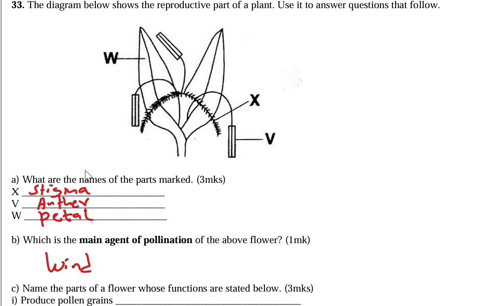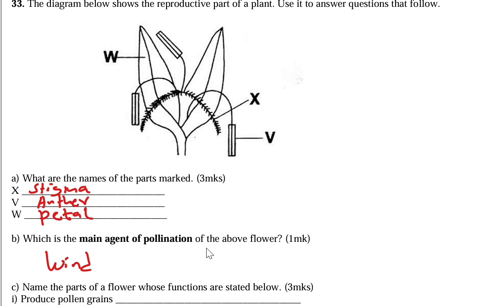What is the reason? You can see here we have loose and hanging anthers. The anthers are hanging outside the flower to release pollen grains into the wind. And also the stigmas are feathery to catch the pollen grains. And therefore this one is for wind, not for insect. For insects, the anthers and the stigma are inside the flower.